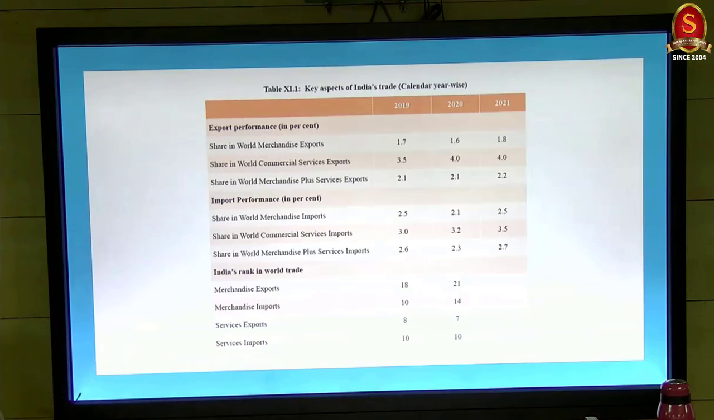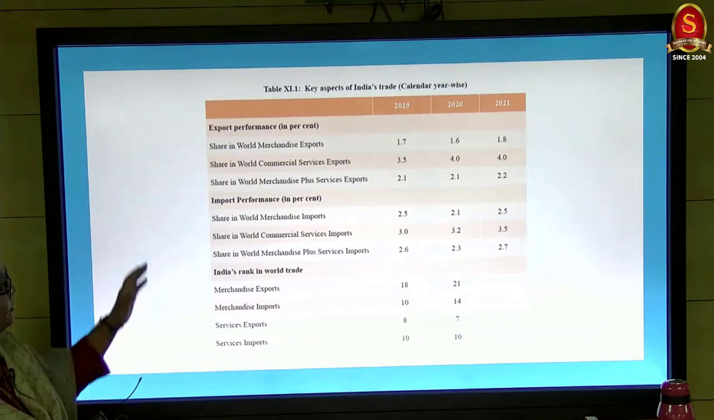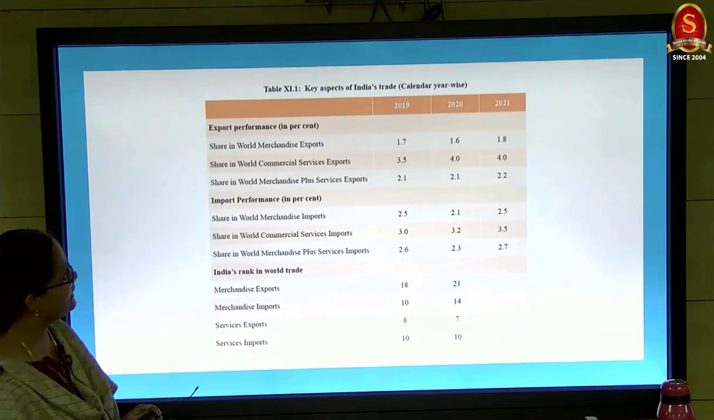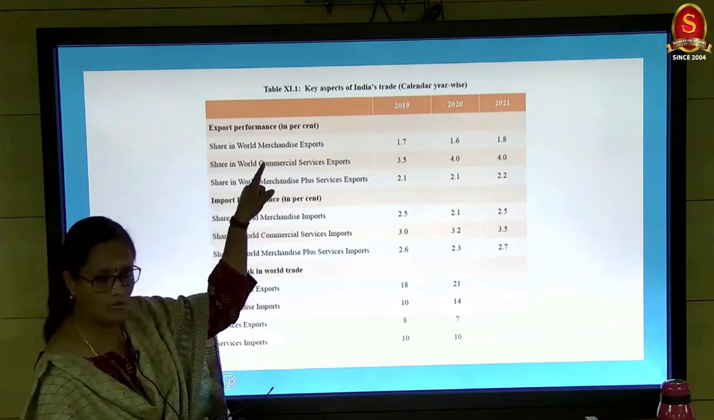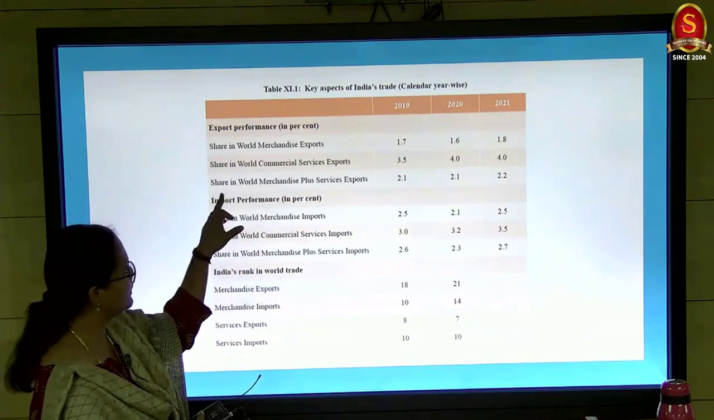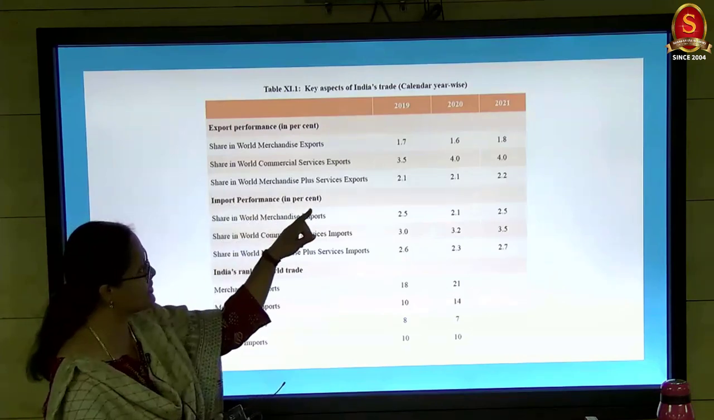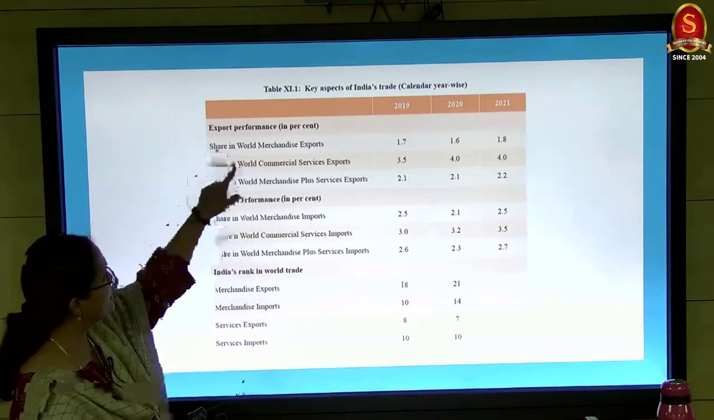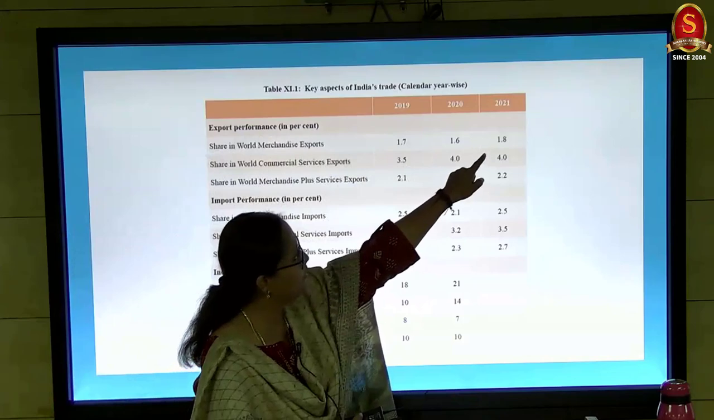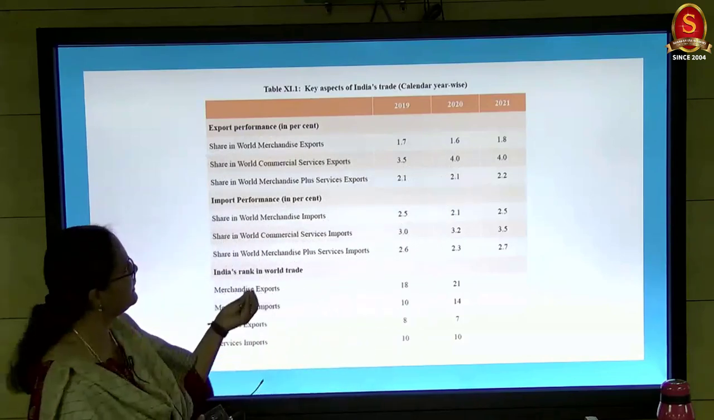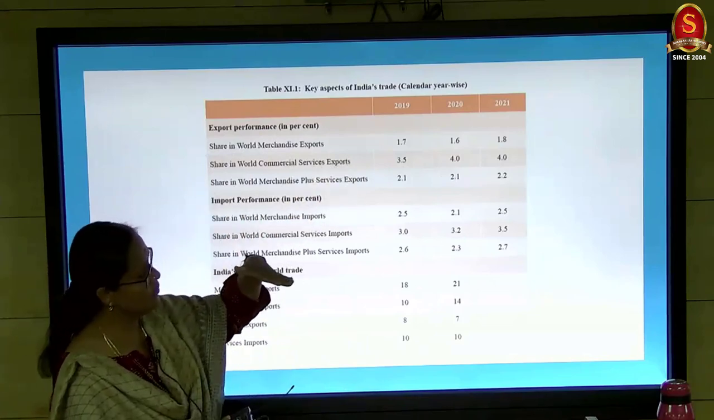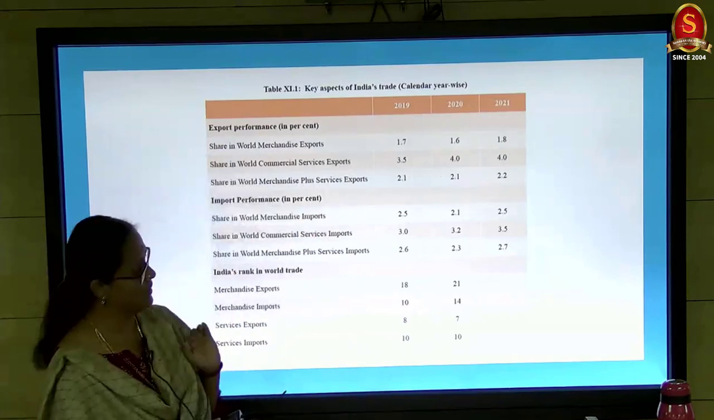This graph is trying to tell about the export and import performance and India's rank in world trade. When you say merchandise exports, you have to assume it as goods. The rest are all services. The third line shows both goods plus services. In the case of goods, our rank or export performance has slowly improved. We can say we have marginally increased in the export of goods, whereas in services, we remained the same. So both together, there is a marginal increase.